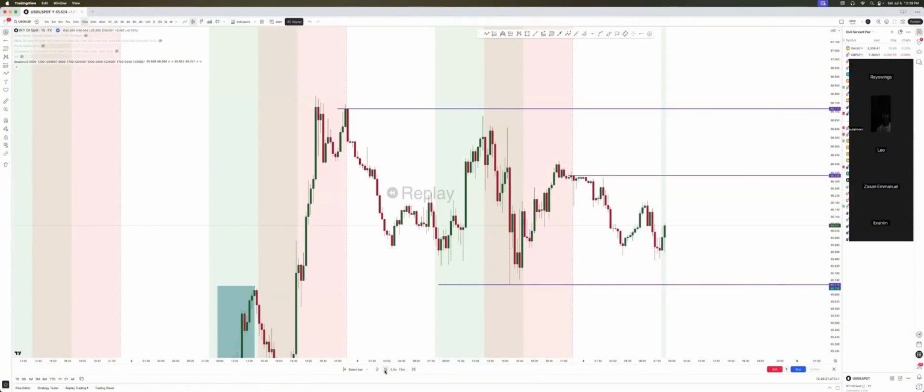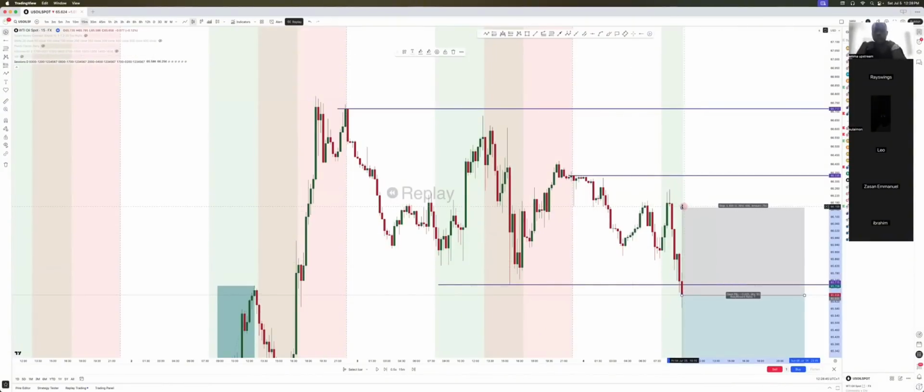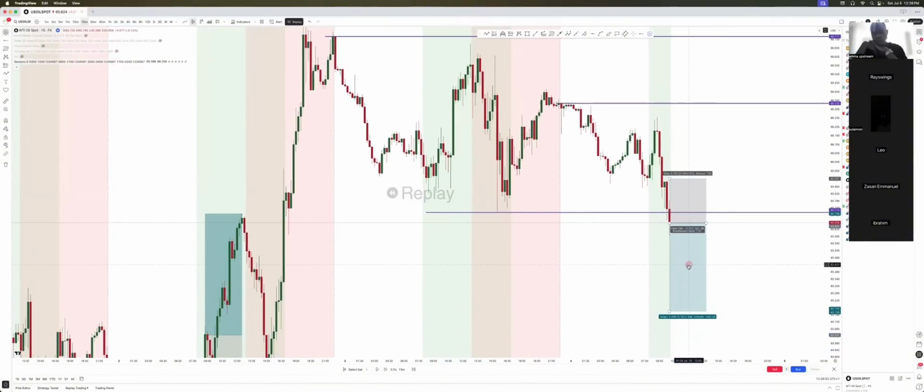Okay, so now we're in our session. We're in our session now. Not yet. Okay, not yet. Aha, entry. This entry here. Stop loss above this point here. Then target 1 to 2 risk to reward. So let's go.